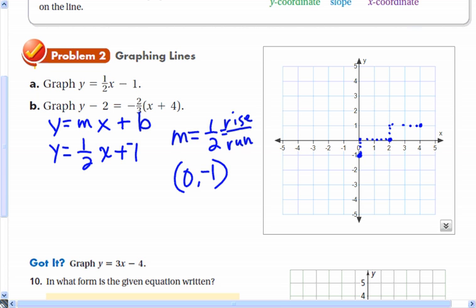And I can generate some points that way. Draw a line through those points. And that's how I can graph that.